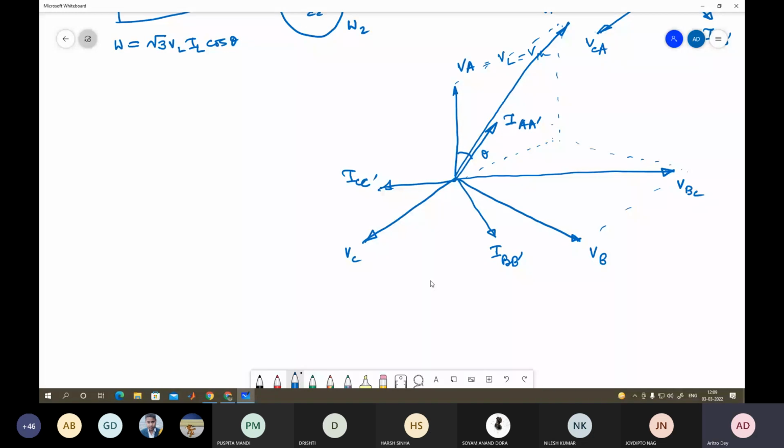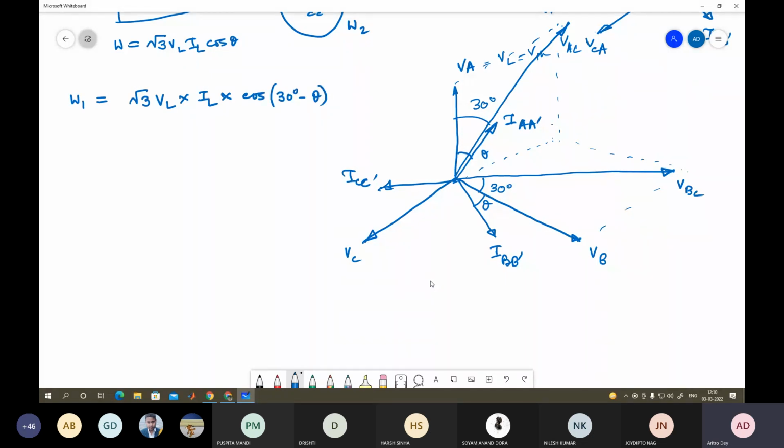This is VAC. So this angle is equal to 30 degrees. This angle is equal to 30 degrees. This is theta. So wattmeter 1 will measure what? It will measure √3 into VL, because VA equal to VC equal to VL as I have shown before. And when you take the phasor sum of these two with angle 60 degrees, you will get √3 VL, right? VAC, that into your IA equal to IL, because this is your line current. Then cos of 30 degrees minus theta.